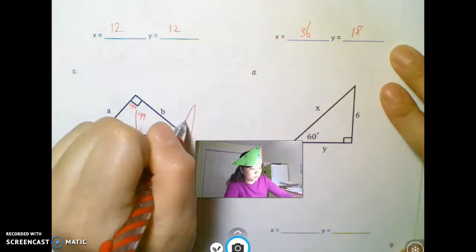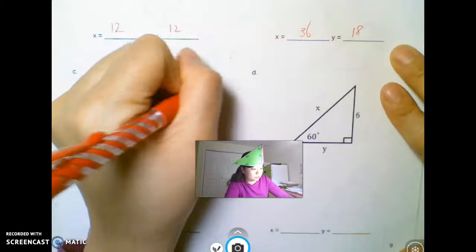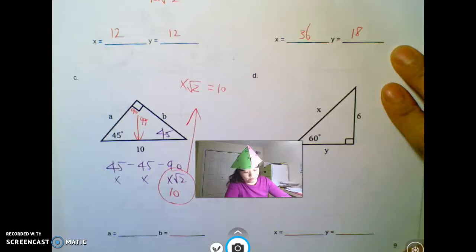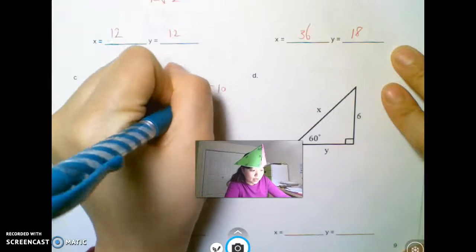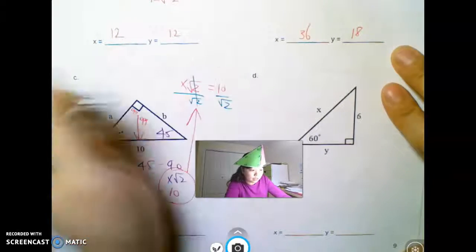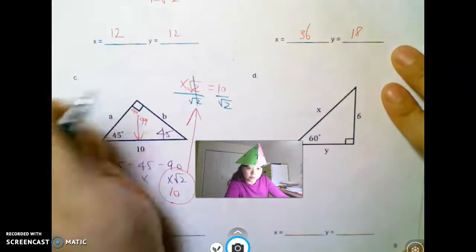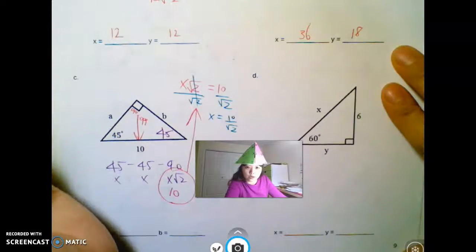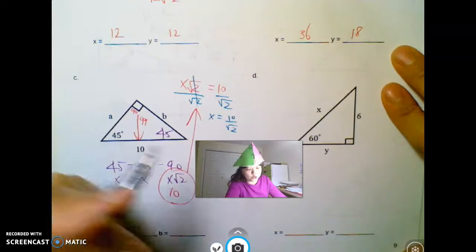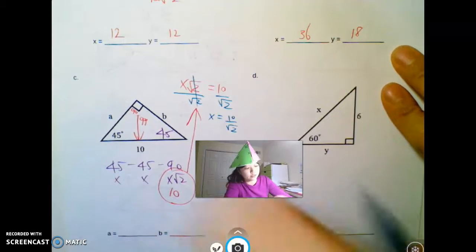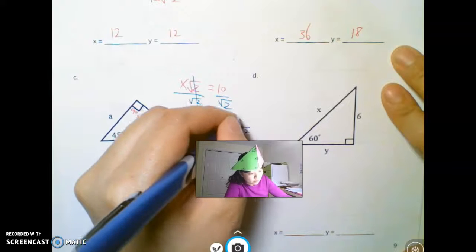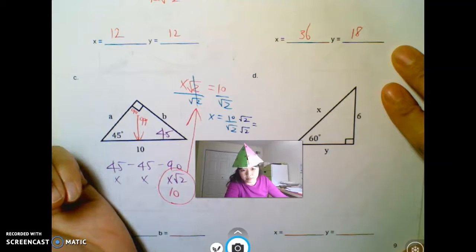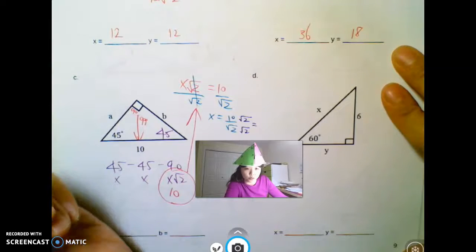So how do I do this? X square root of 2 is equal to 10. They're the same. So if you want to solve for x, you divide by everything that's next to the x, like so. Now, the sad thing is this is not over. Why is it not over? Because you cannot have square roots in the denominator. Why not? It's a free country. Well, yeah, you could, but it's just not simplified. So you won't get full credit if you don't simplify it.